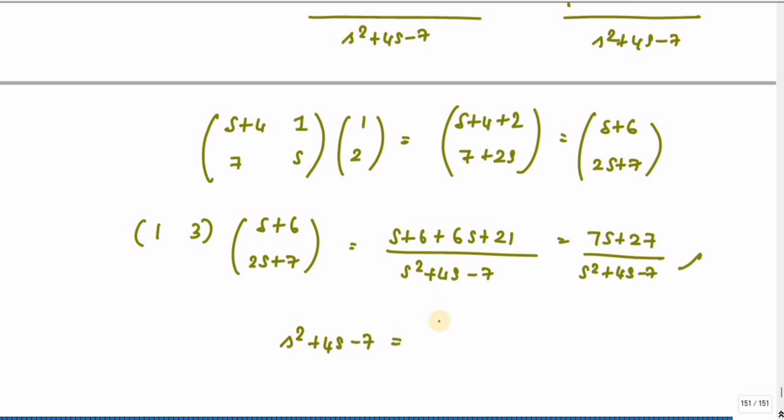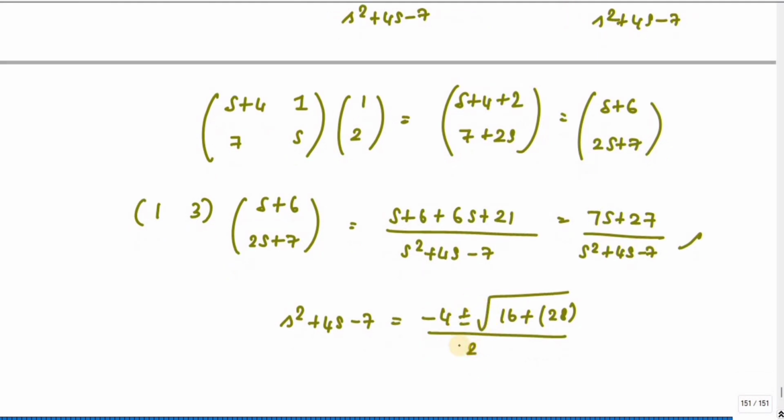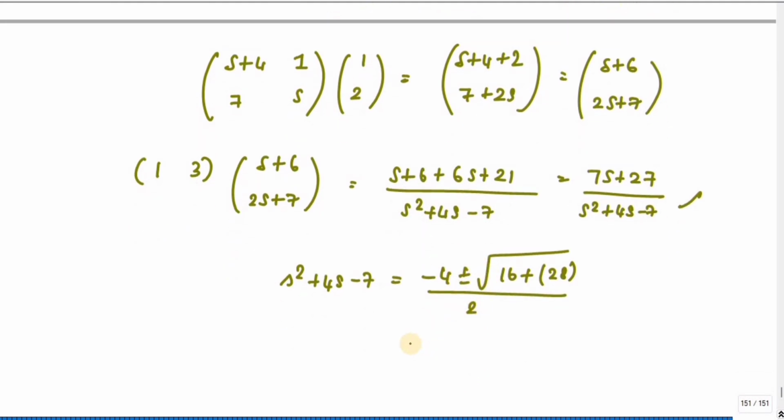Okay, so here the s square plus 4s minus 7, I can find the roots like this, right? Minus 4 plus or minus root of 16 plus 28, divided by 2. So the answer is minus 2 plus or minus 0.5 root 2. Since it is a negative value, the system is stable.